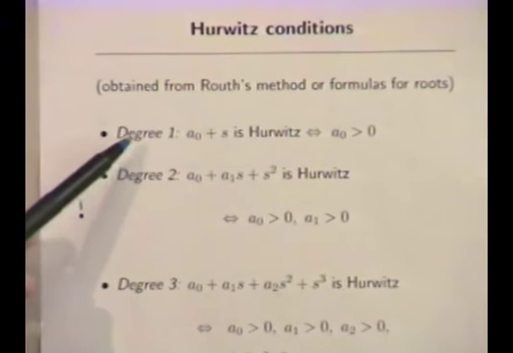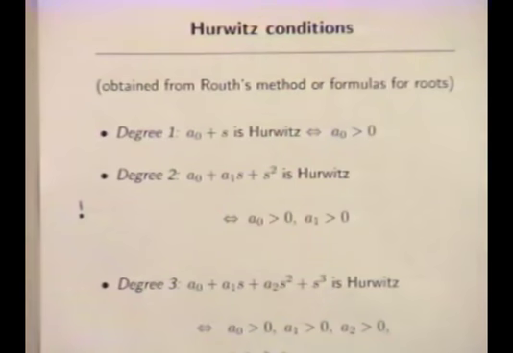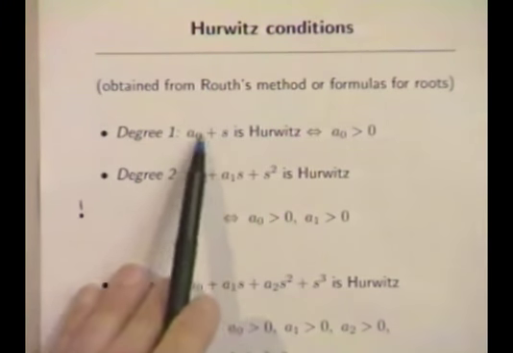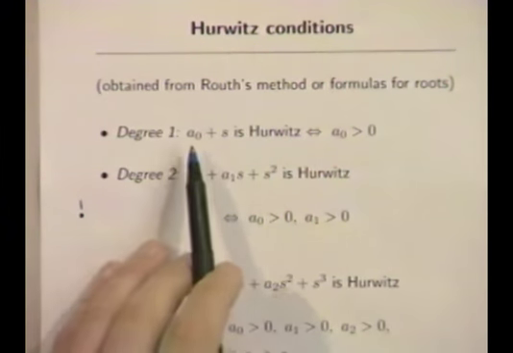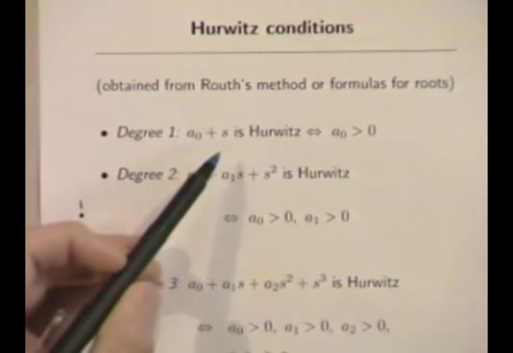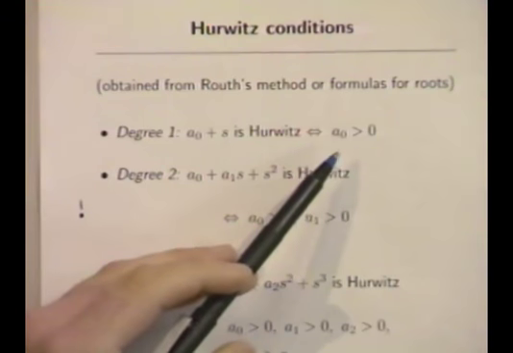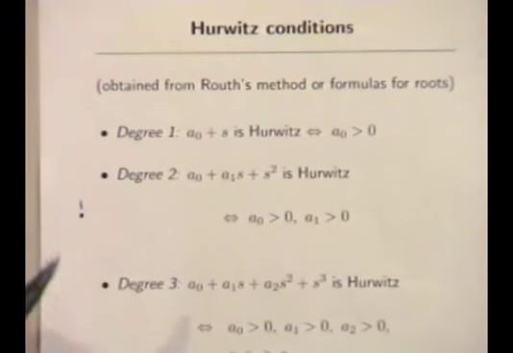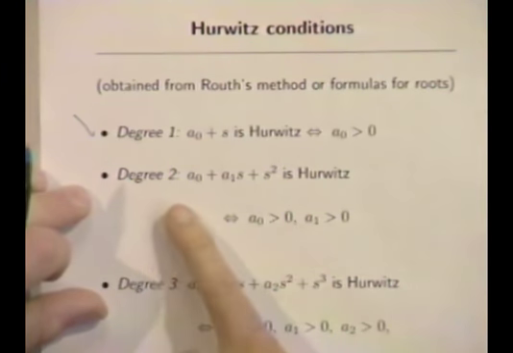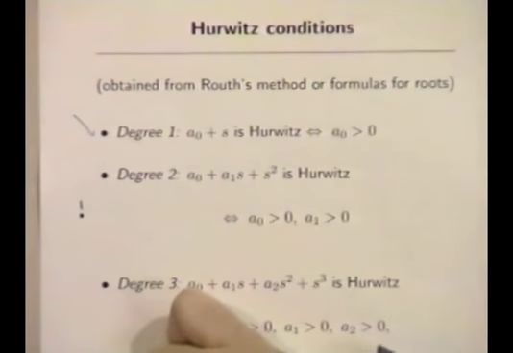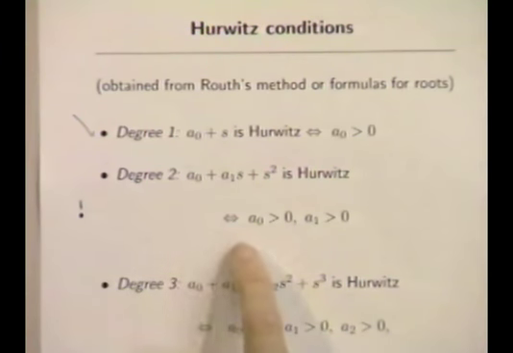For degree 1, the answer is obvious. The root of the polynomial is at minus a sub 0, and therefore the condition that the polynomial be stable is simply that the coefficient be positive. So that's easy. For degree 2, the condition is that both coefficients be positive. In this case, the positivity constraint is not only necessary, but also sufficient.